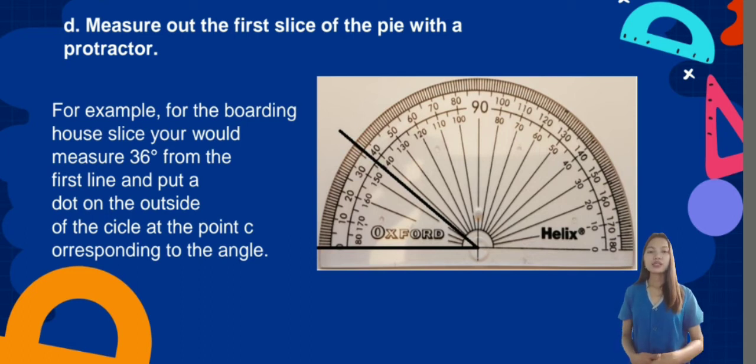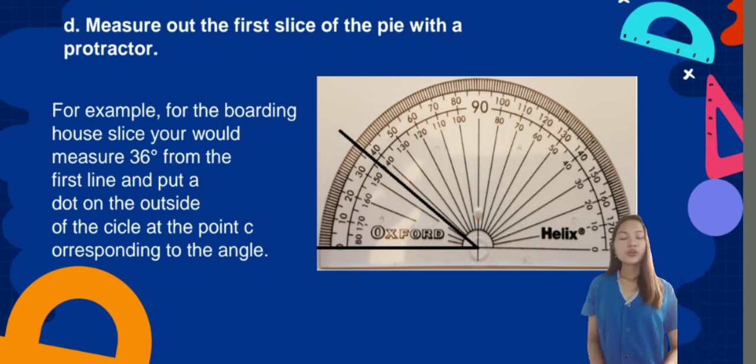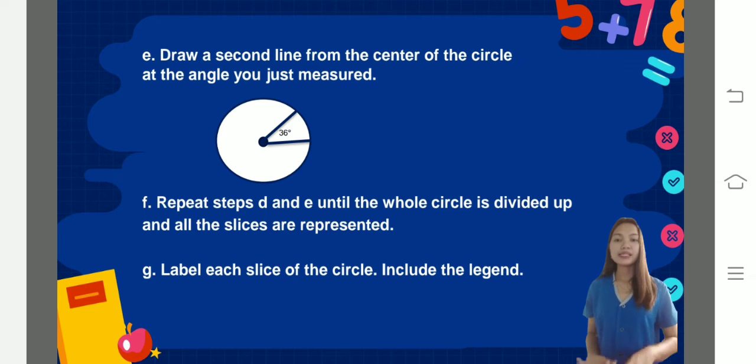For example, class, yung boarding house, our degree is 36 degrees, right? From the first line, put a dot on the outside of the circle at the point corresponding to the angle. Tapos na natin yung letter A, B, C, D. Now let's move on to letter E. Draw a second line from the center of the circle at the angle you just measured. So yun yung itsura niya. Parang ganon yung 36 degrees.